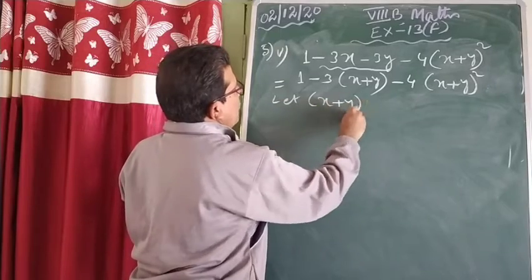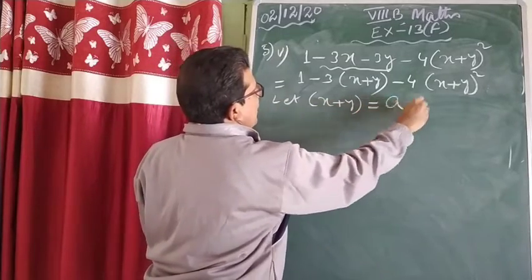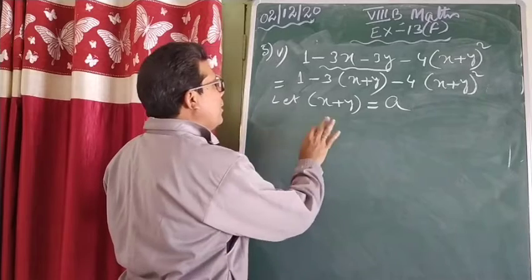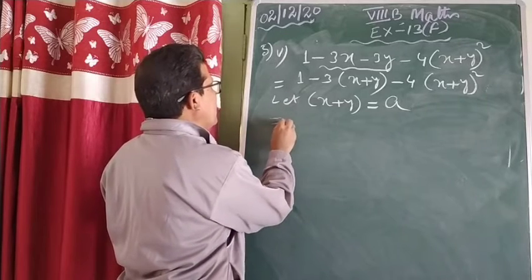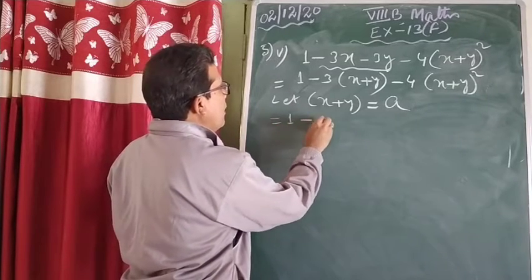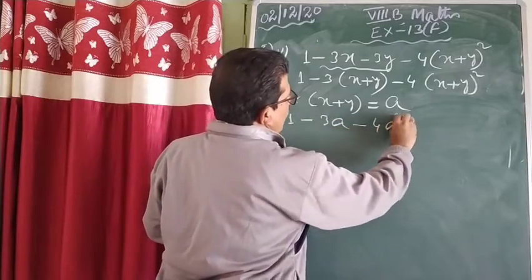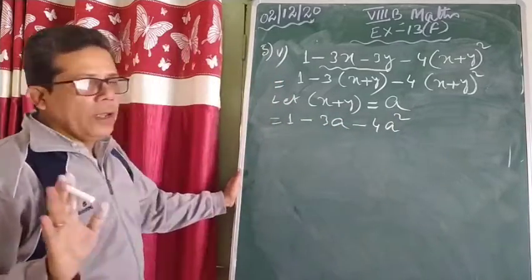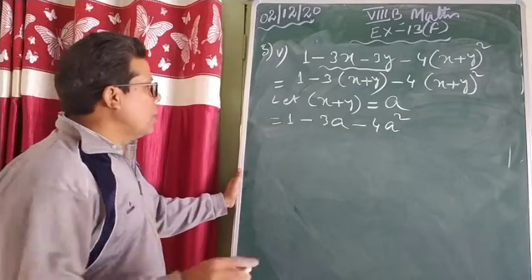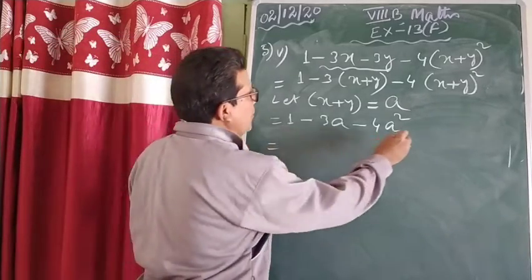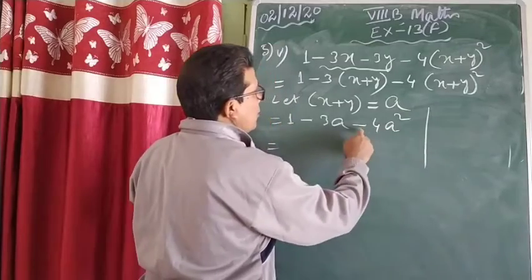If the bracket one is same, you can write here, let x plus y equal to a. Okay, beta? So wherever x plus y is there, in place of that you write a. So 1 minus 3a minus 4a square. Will you be able to write it or not? Now it is coming in the middle term breaking way. So what is the coefficient of the highest power, beta?